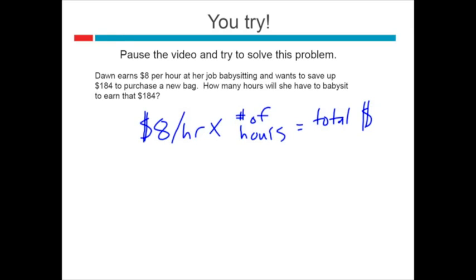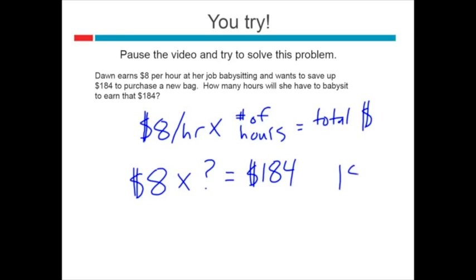So that's kind of sketching out and devising a strategy for how to solve this problem. So, what do we know? We know that $8 an hour. We do not know the number of hours. That's what we're trying to figure out. And we do know the total amount of money she needs. She needs $184. So if we need to find out 8 times what equals 184, I'm sorry, I may have said that wrong. The best way to find that number is we can divide 184 divided by 8.